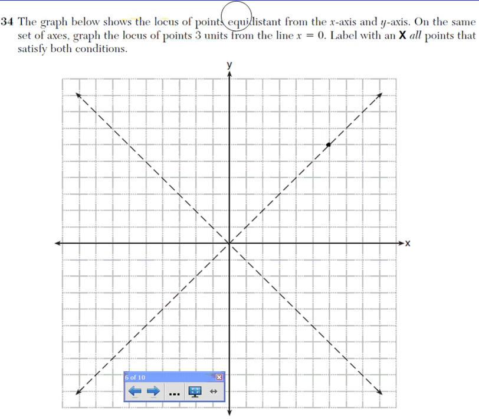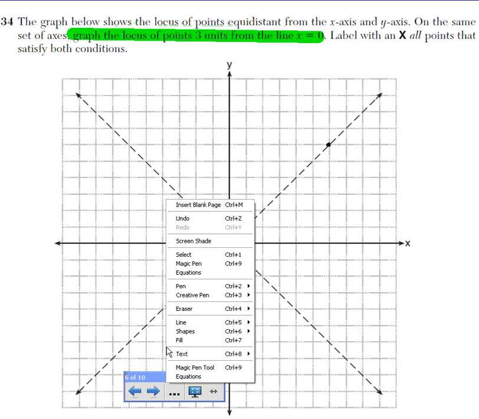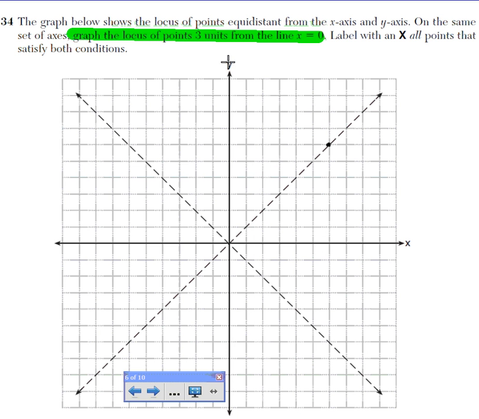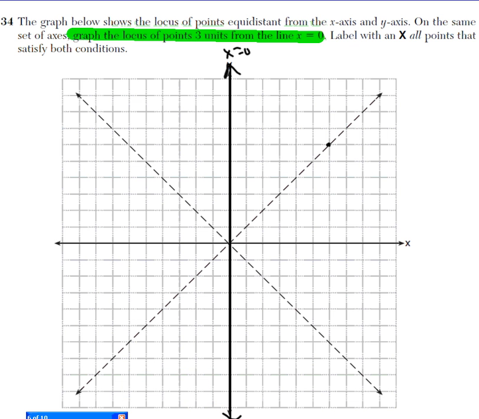What we have to worry about is this over here. We have to worry about graphing the locus of points 3 units from the line x equals 0. So we're going to begin by plotting the line x equals 0. The line x equals 0 is right over here. It's the y-axis. So here's the line x equals 0. It also happens to be the y-axis.